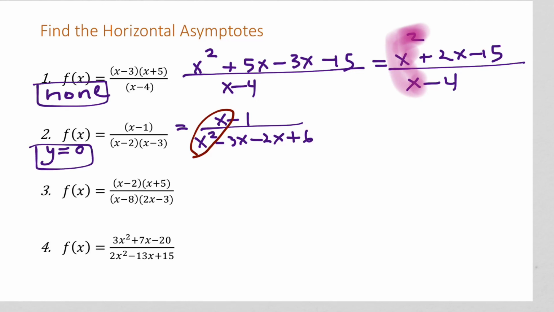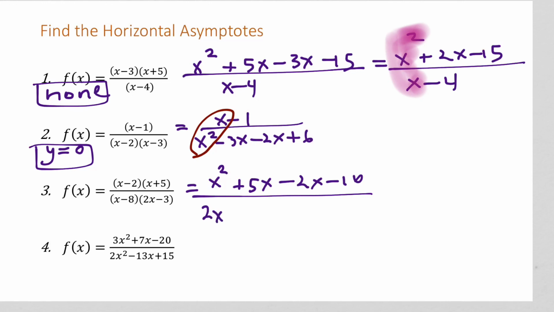All right, the third case. If you multiply this out, you're going to get x squared plus 5x minus 2x minus 10, and then 2x squared minus 3x minus 16x plus 24. I don't really care about any of the lower order terms when I'm using my horizontal asymptote rules. I only care about my highest order terms, so I'm just going to circle those.